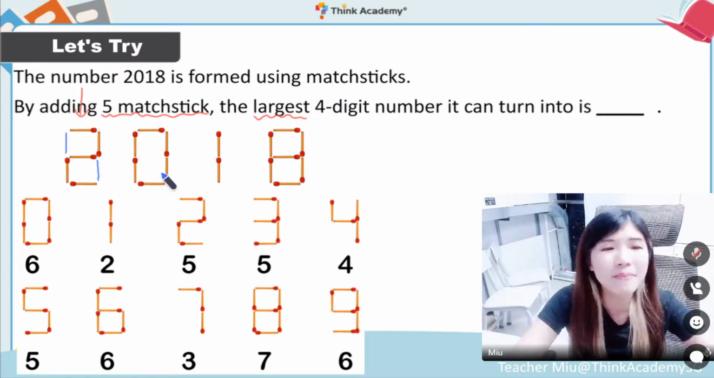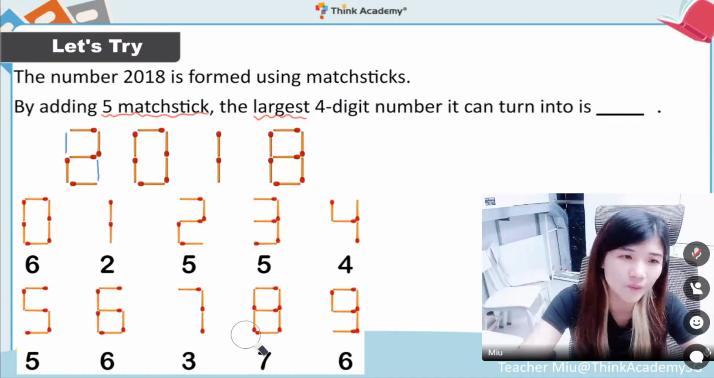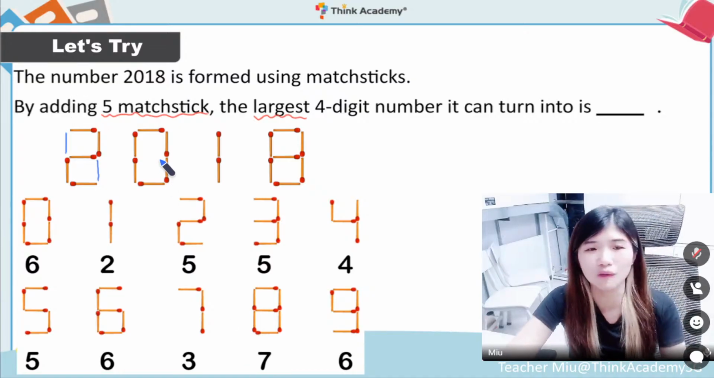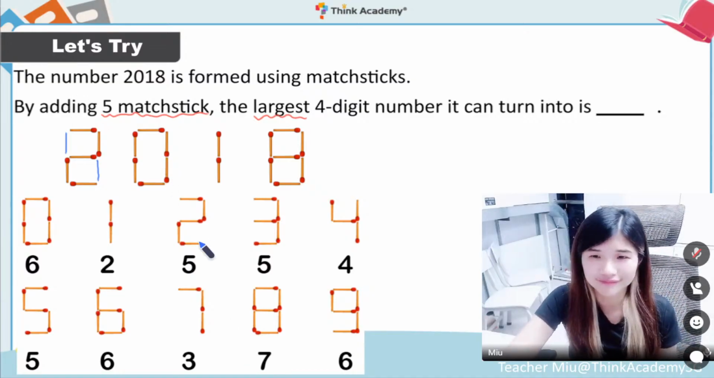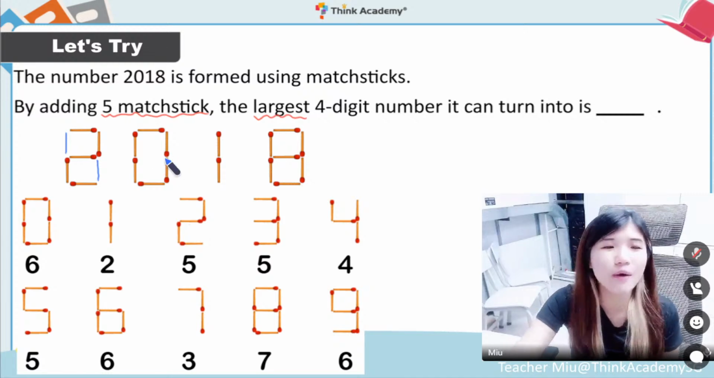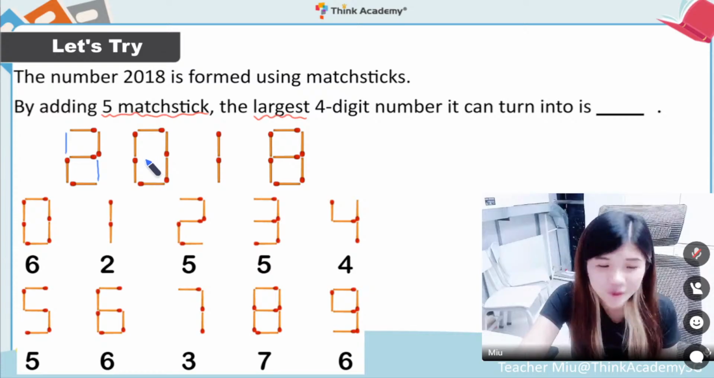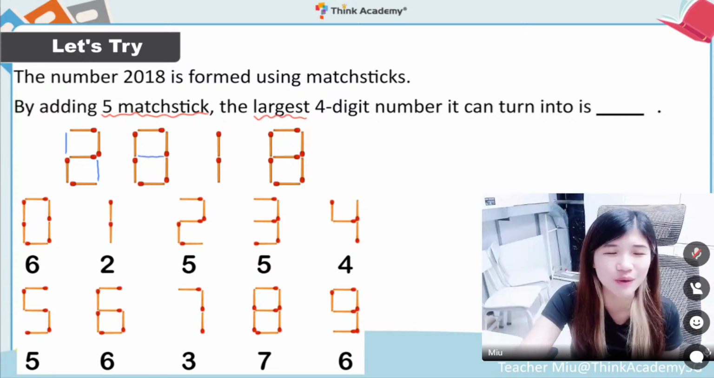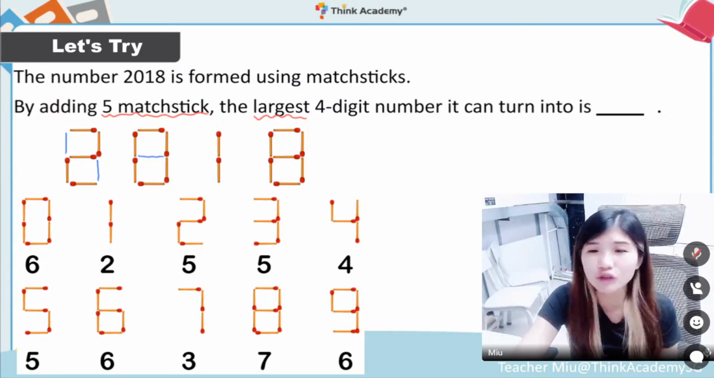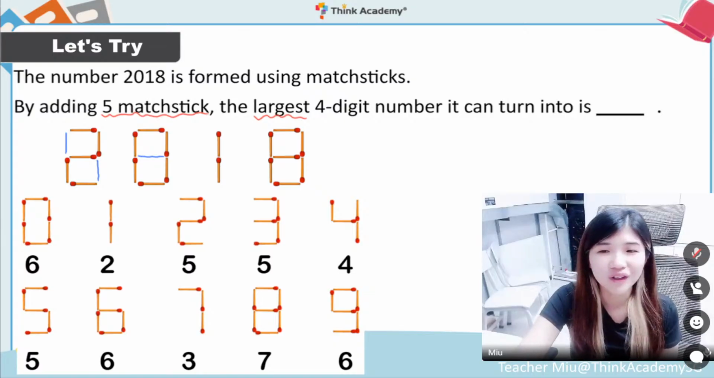Okay, what about the 0? For 0, what can we put to make it bigger? Yeah, 0 is the smallest one already, right? So we can add 1 matchstick in the middle to make it an 8. Well done. Okay, we still have 2 more matchsticks to go. Where can I put them?